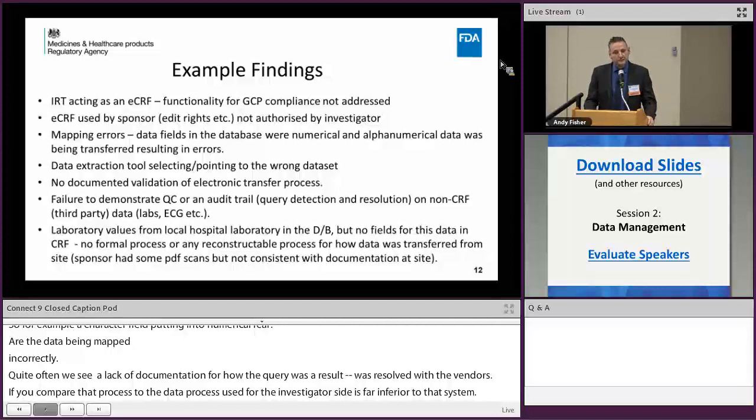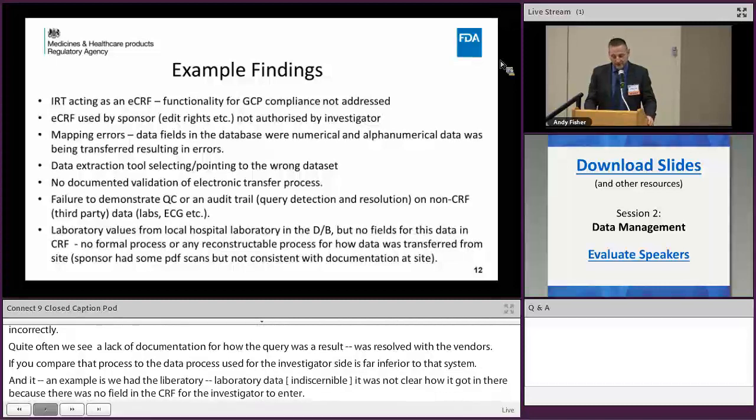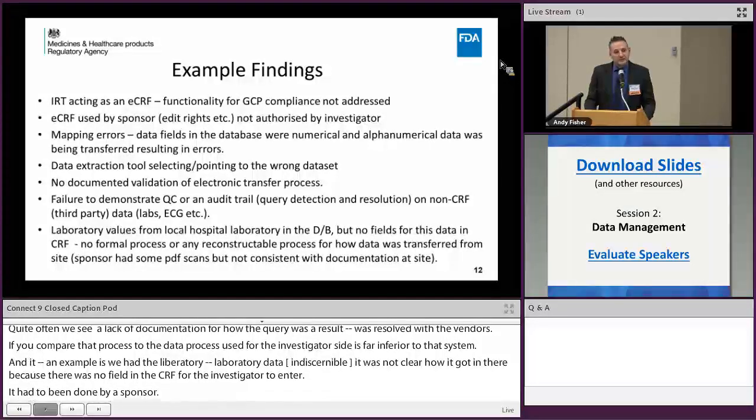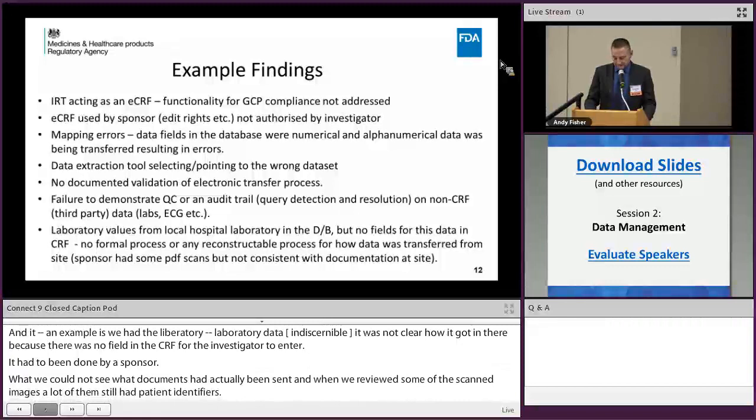And that had been done by the sponsor based on local lab results sent by the investigator site, so they were collected by the monitor. But what we couldn't see was when we were at the investigator site, what documents had actually been sent. And when we reviewed some of the scanned images of the lab reports of the sponsor, a lot of them still had patient identifiable information in them because they were lab reports. So the issue was that the process for how that source data would be captured wasn't documented and wasn't reconstructable.